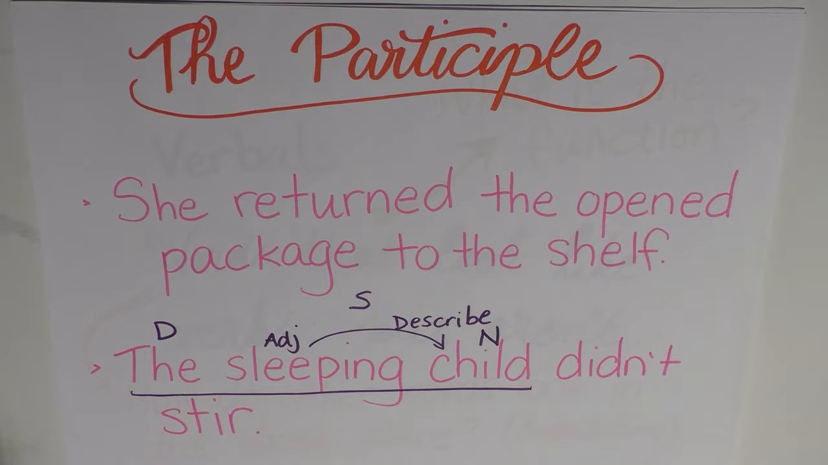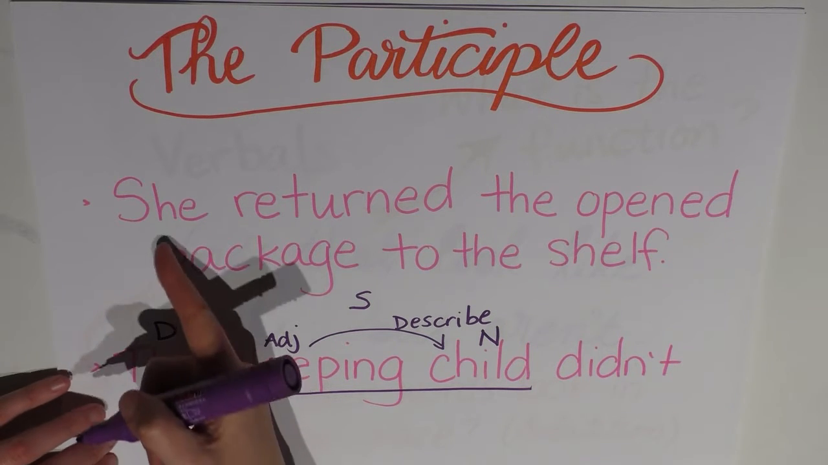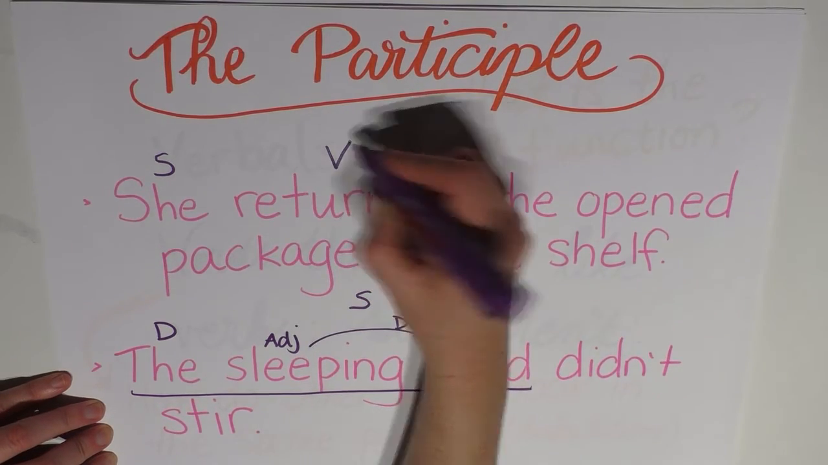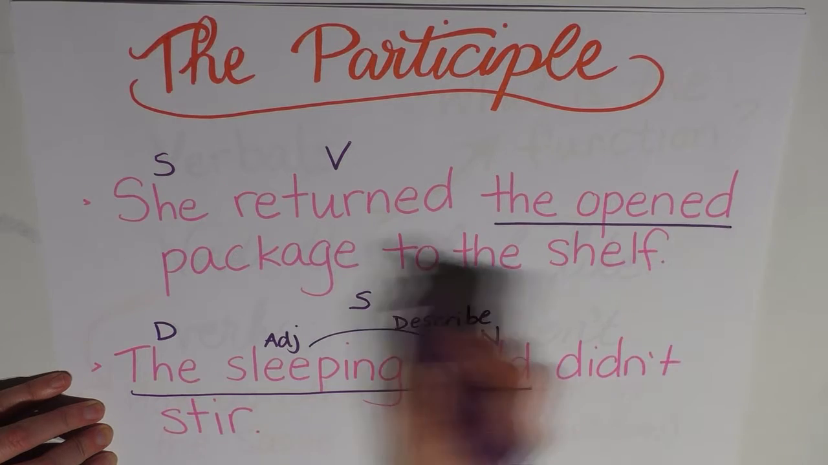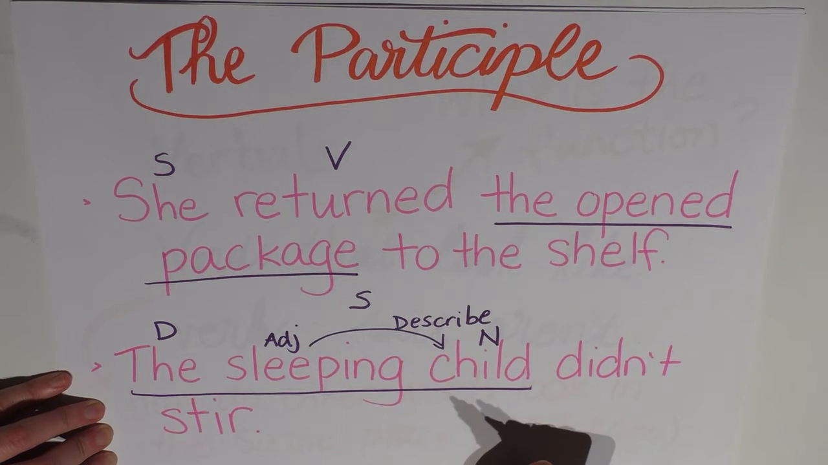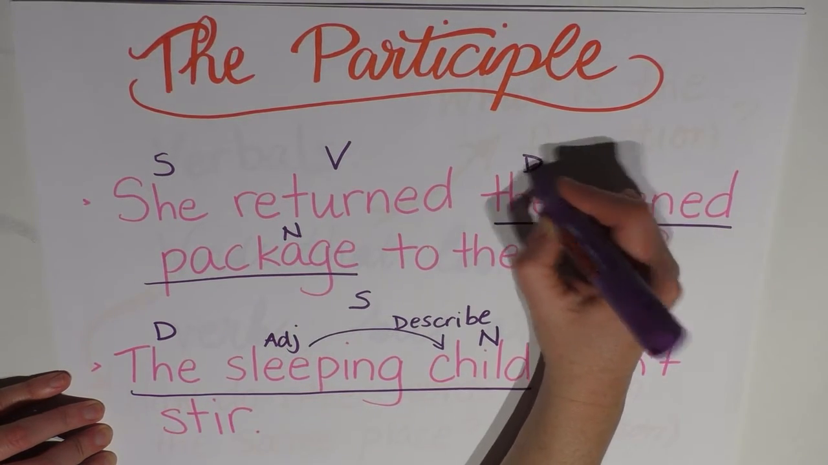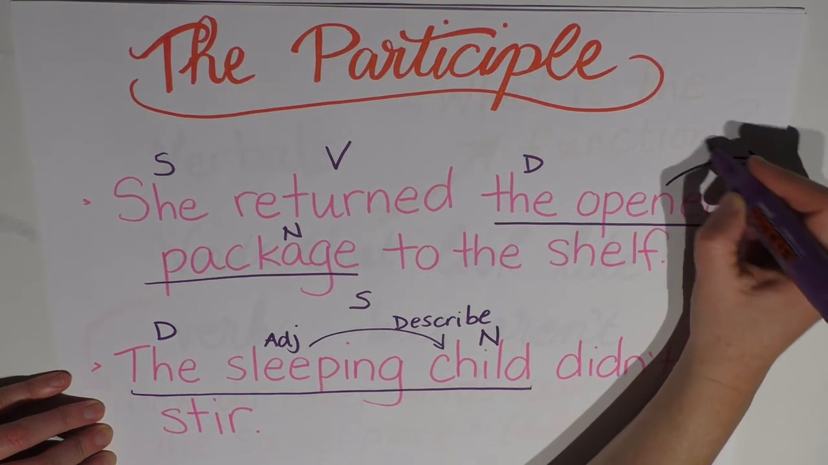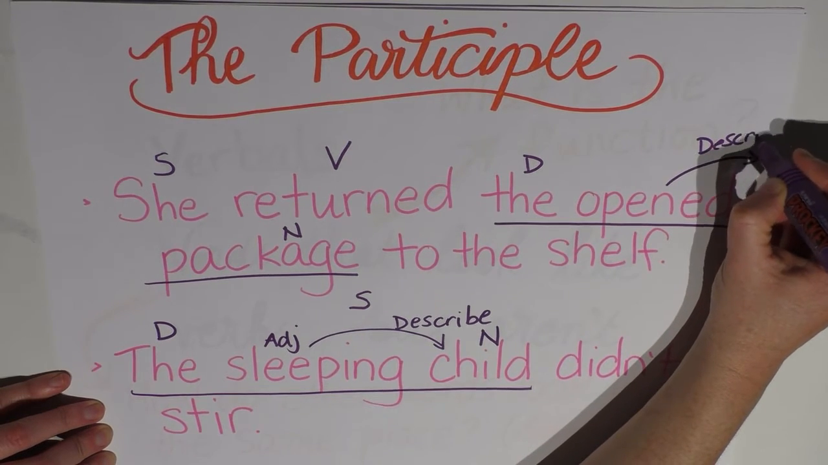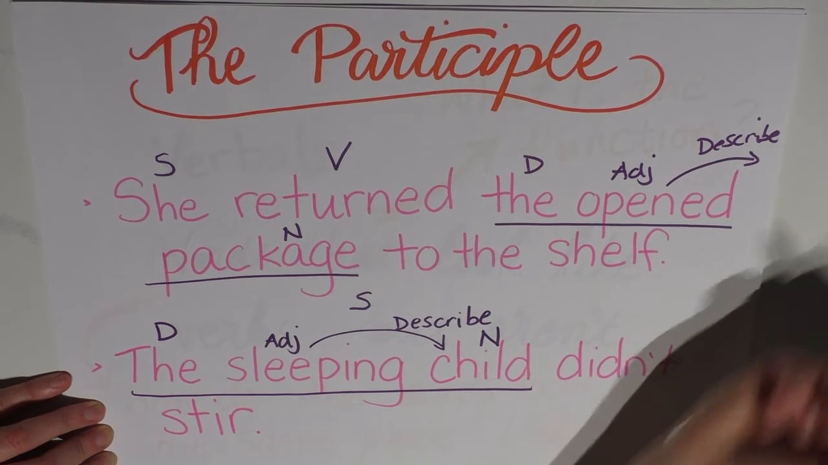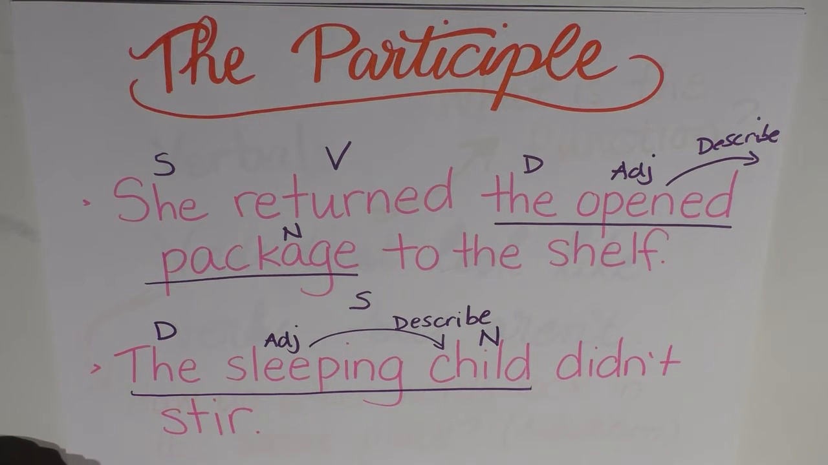in describing the package. So if we break this down, "she" is the subject, "returned" is the verb, and then we have the direct object here, which is "the opened package." So "package" is the noun, "the" is the determiner, and right in here we have "opened," which is describing the package, and of course anything that's describing a noun is going to be an adjective. So therefore "opened," what looks like a verb, is actually a past participle that's behaving as an adjective.